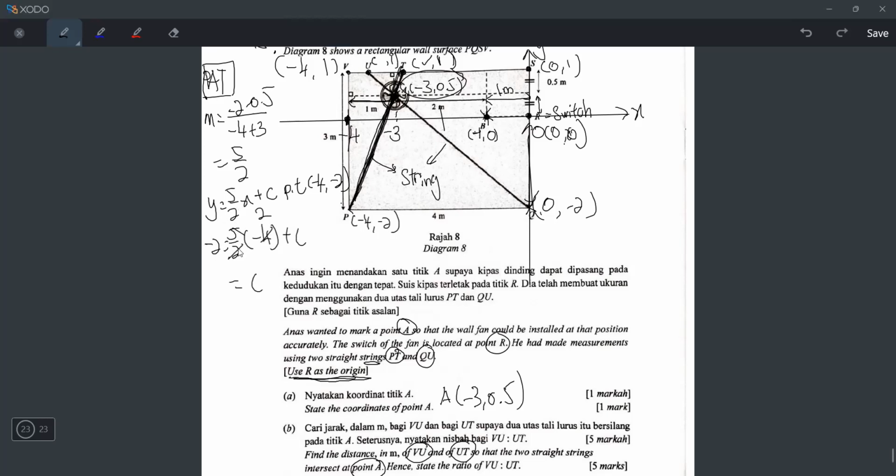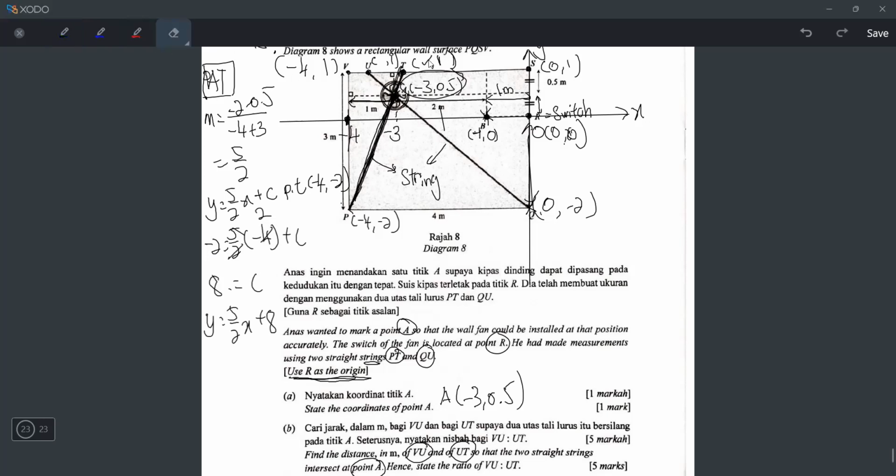-2, wait, 5 plus 10, -12, is it? Yeah, so the equation is y equals 5/2x minus 12, because here is -10, right? -10 becomes +10. Okay, sorry, this is 8. Sorry, this is 8. My brain is tired already. Okay, so 5/2x plus 8. So this is the equation of the line PAT.